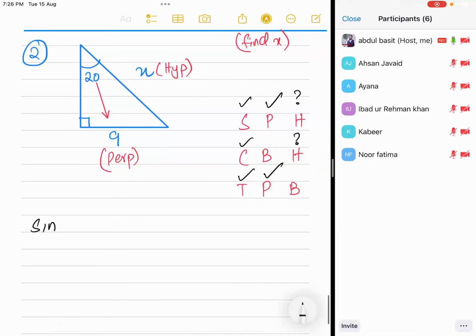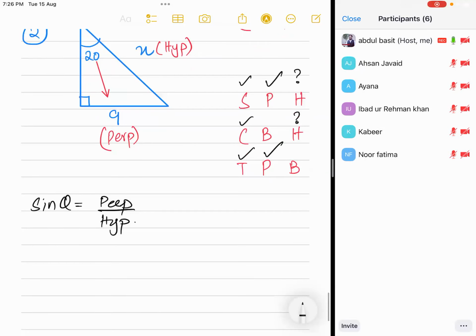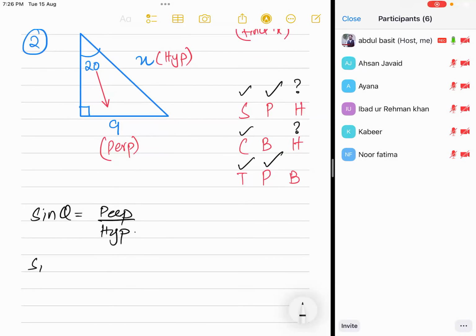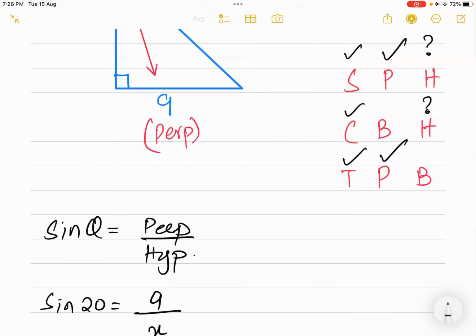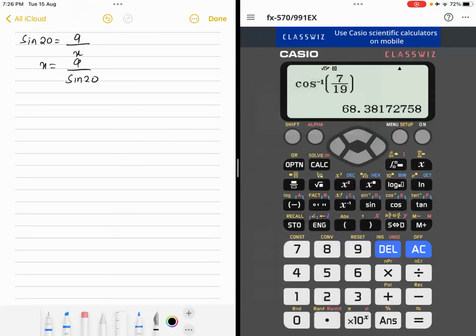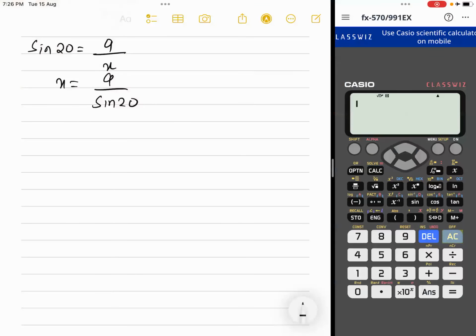So it is sine theta equals perpendicular divided by hypotenuse. Ayana, theta is 20 in this question. It is given, so we'll write sine 20. Perpendicular is 9 and hypotenuse is x. So x will go there and sine 20 will come here. Making the subject simple, x is 9 divided by sine 20.